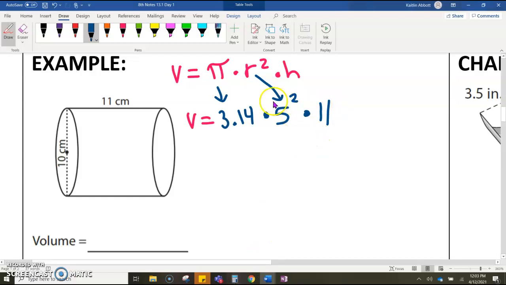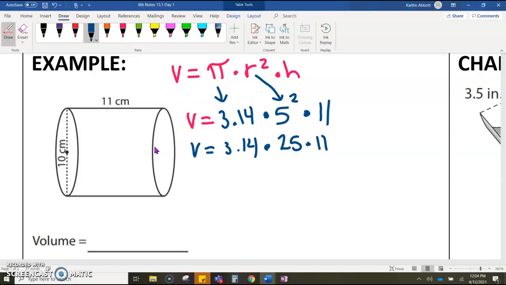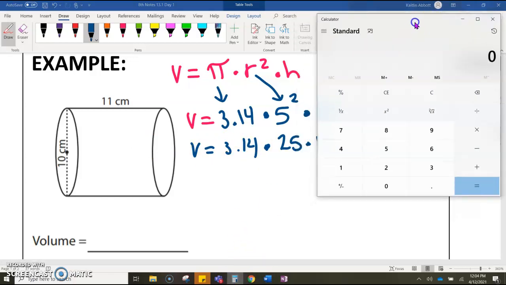But actually, before we do that, so the calculator doesn't get confused, because sometimes you have to type in special stuff for that 5 squared, let's do the squared first. Let's solve this squared. So I'm going to rewrite the equation again. So V equals 3.14 times, what's 5 times 5? 25 times 11. So now I'm going to shove all this in the calculator, so that way there is going to be no issues. So ready?